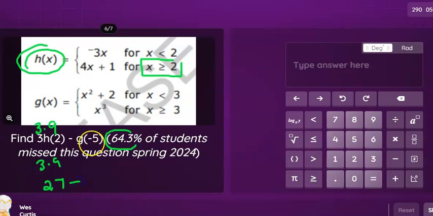As I work out my other side, this time I'm doing G of -5. So I'm going to the G's. Which line does -5 fit on? Is -5 less than 3? Or is -5 greater than or equal to 3? Definitely that version, yep. Be careful when you plug in this negative.